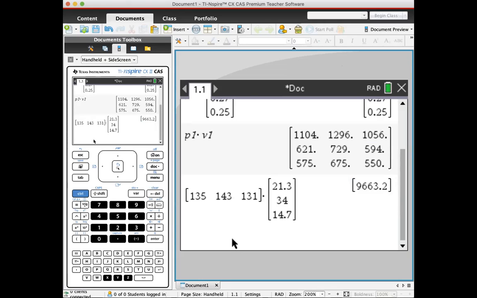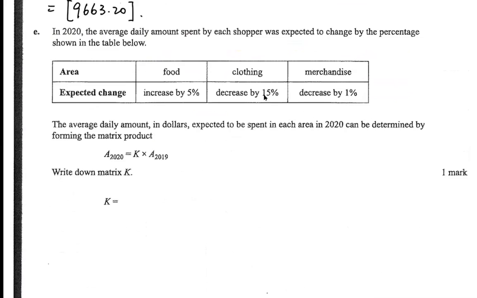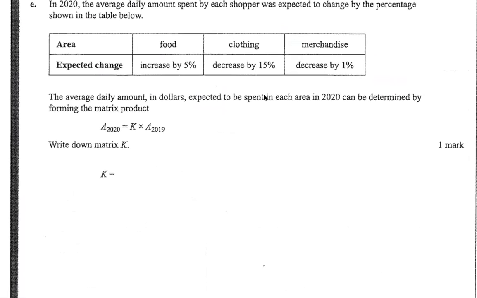Finally, let's move on to the last part. In 2020, the average daily amount spent by each shopper was expected to change by the percentage shown in the table below. Right, so the price for food will be 1.05 times the original price. Decreased by 15% means 0.85 multiplied with the existing price. And a decrease by 1% will be 0.99, 99% of the original, okay?